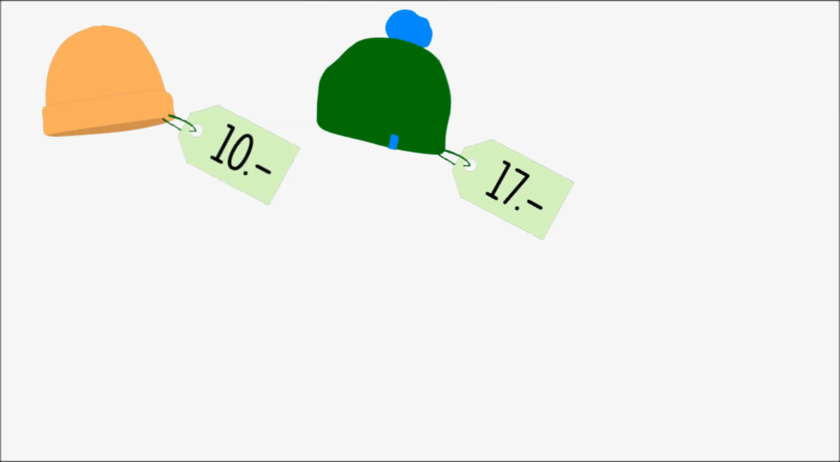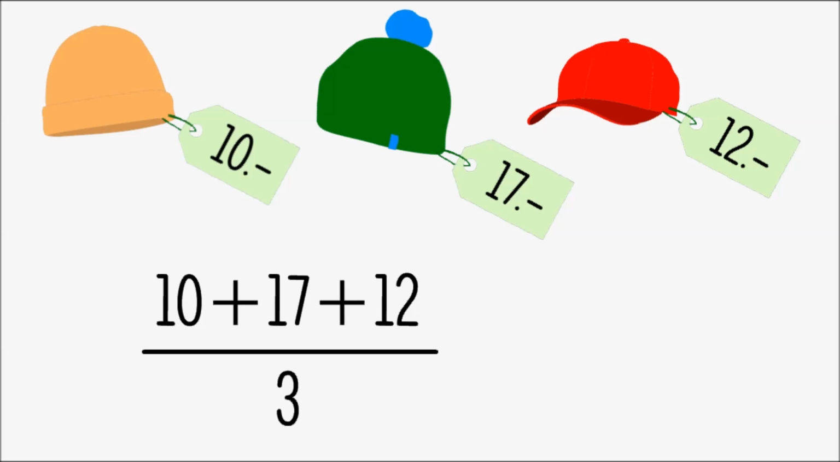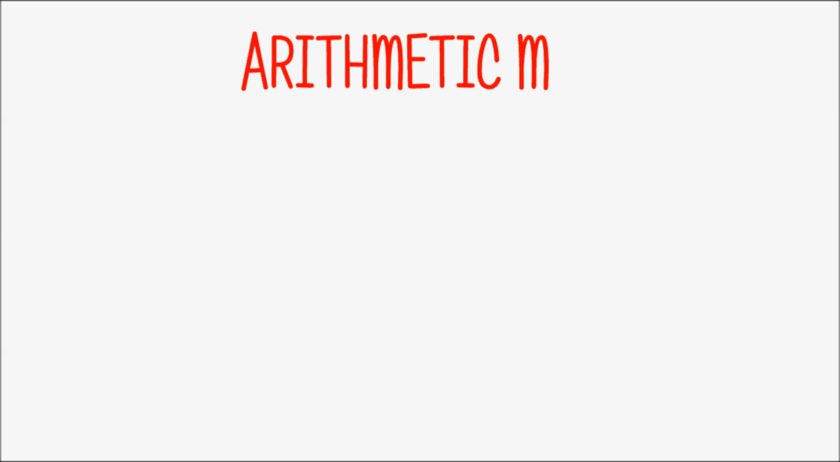Let's say a customer bought three caps, one at a price of $10, one at a price of $17, and one at a price of $12. The average price per cap would be 10 plus 17 plus 12 divided by 3, and that is $13 per cap. That type of calculation is, as mentioned in the introduction already, called arithmetic mean.